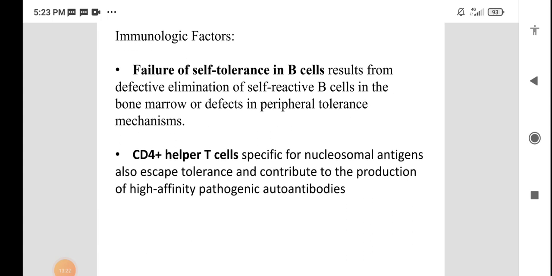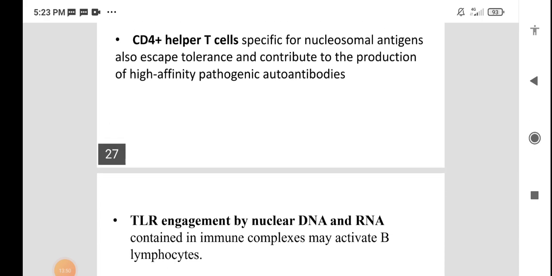Immunologic factors. Failure of self-tolerance in B cells results from defective elimination of self-reactive B cells in the bone marrow or defects in peripheral tolerance mechanisms. CD4 plus helper T cells specific for nucleosomal antigens also escape tolerance and contribute to the production of high affinity pathogenic autoantibodies.